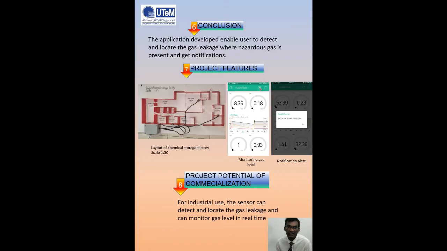As we can see in the project features, the prototype is built into an ABS junction box, which makes it compact. The layout which is chosen is a chemical storage factory. Then the layout is scaled down to the ratio of 1 to 50 scale and built using cardboard. The sensors are then placed in locations nearby the source as an illustration of the real location.